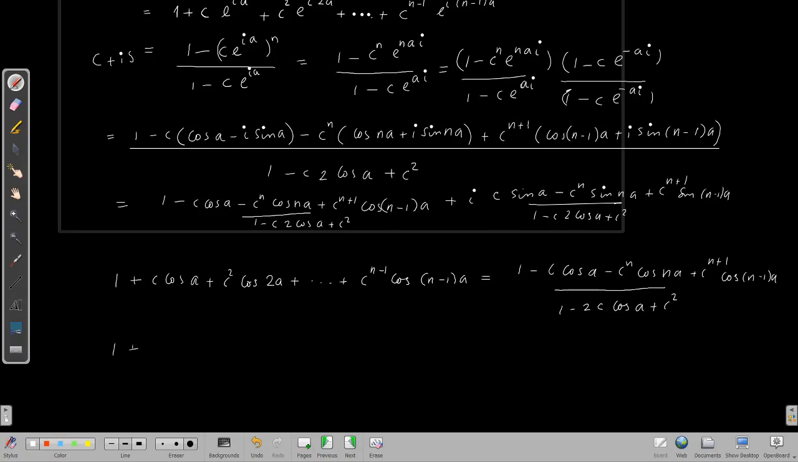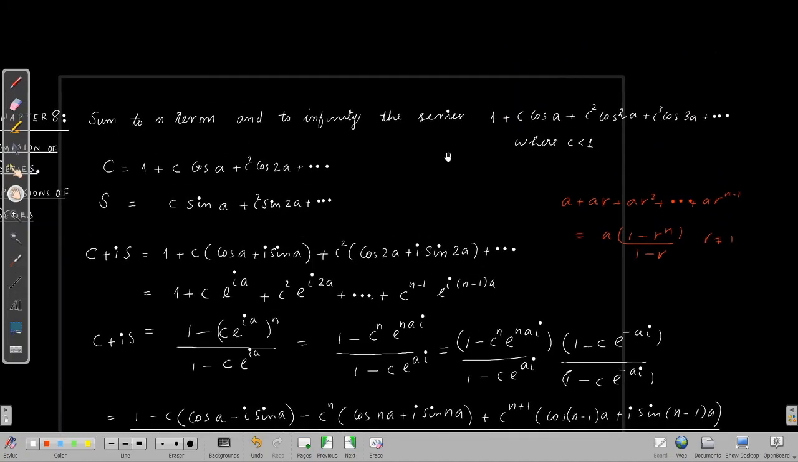And if you write this equal to 1 plus c cos a plus c square cos 2a plus etc. up to infinity, from this fraction you can say that c raised to n tends to 0 and c raised to n plus 1 tends to 0. So these two terms vanish, so that sum will be 1 minus c cos a divided by 1 minus 2c cos a plus c square. So this is the infinite sum, and this is the finite sum.